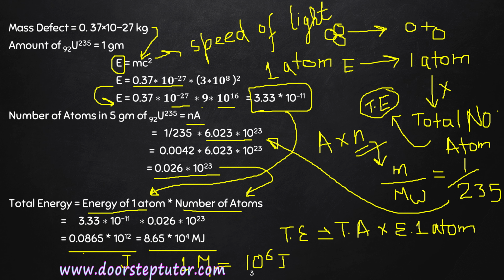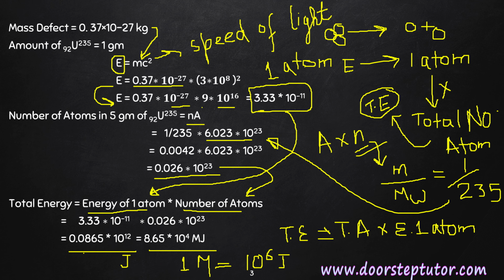So what we have to do is select the closest option to this answer, and the answer is 8.53 into 10 power 4 megajoule. This is one way of solving it.